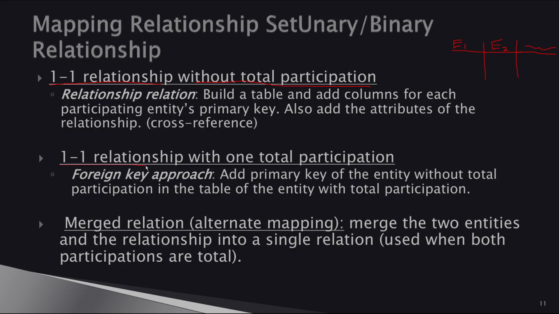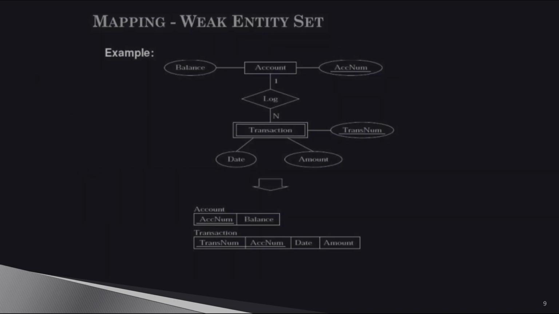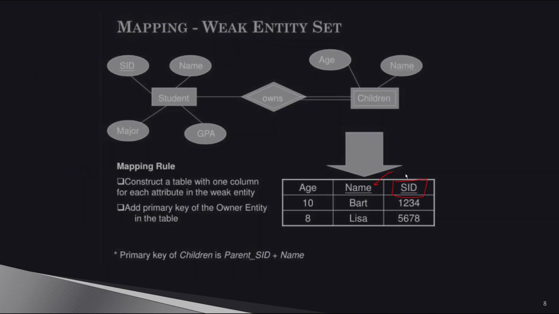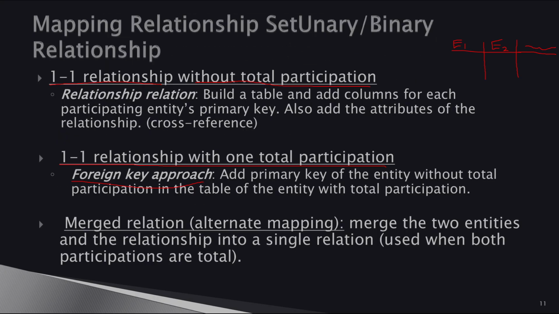Next, when it comes to one-to-one relations with one total participation, then you're going to use the foreign key approach, in which the entity with the total participation is going to have as a column the primary key of the entity without total participation, which is the case in this example. We have a column here for the primary key of the entity without total participation, okay? Because not all students have children, but all children have an associated student as their parent.